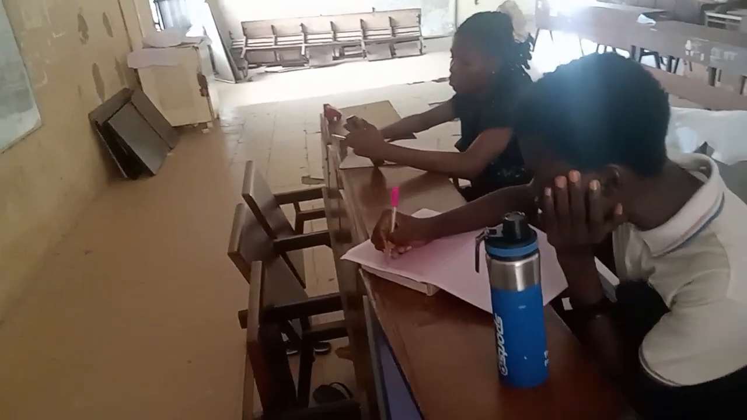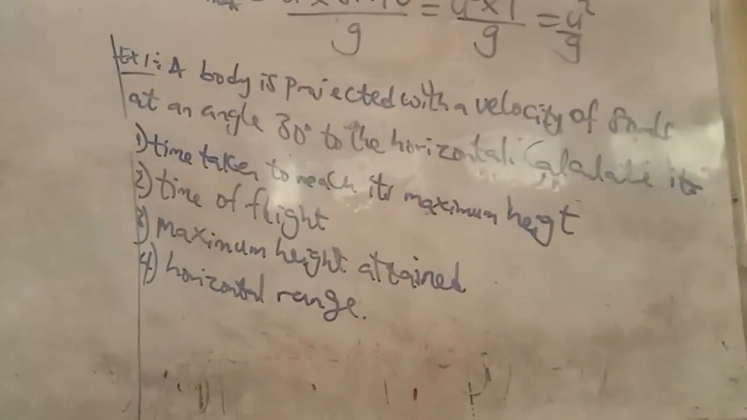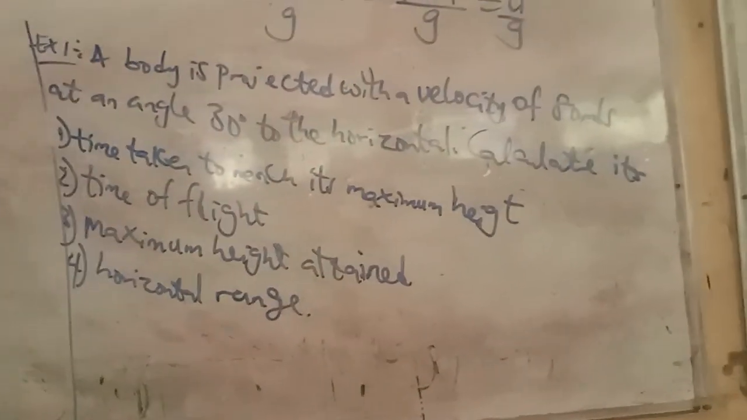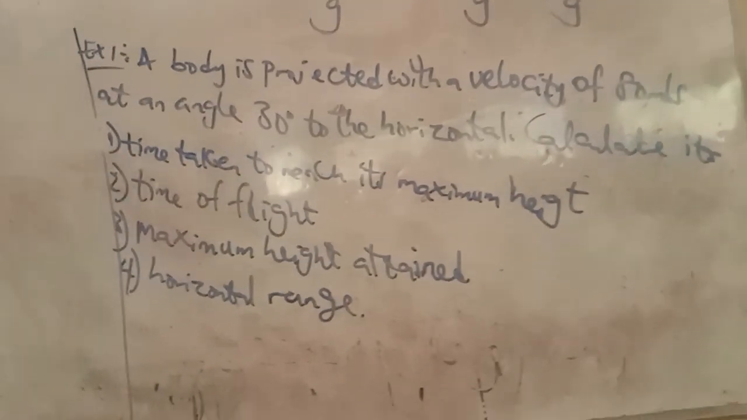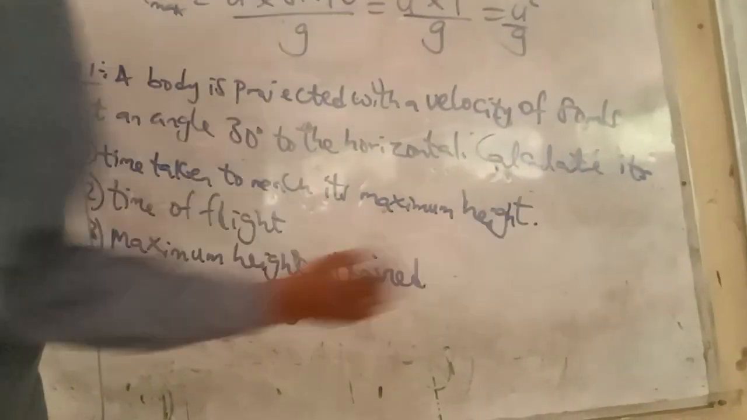Now let's pick questions on projectile. So let's solve this question. A body is projected with a velocity of 80 meters per second at an angle of 30 degrees to the horizontal. Calculate its time taken to reach the maximum height.